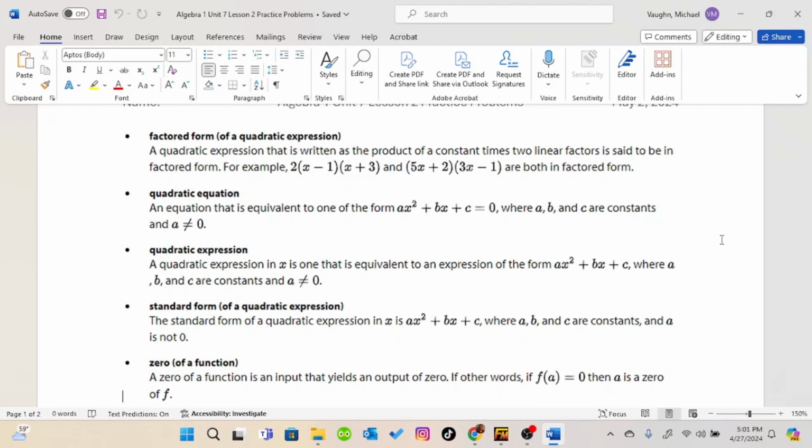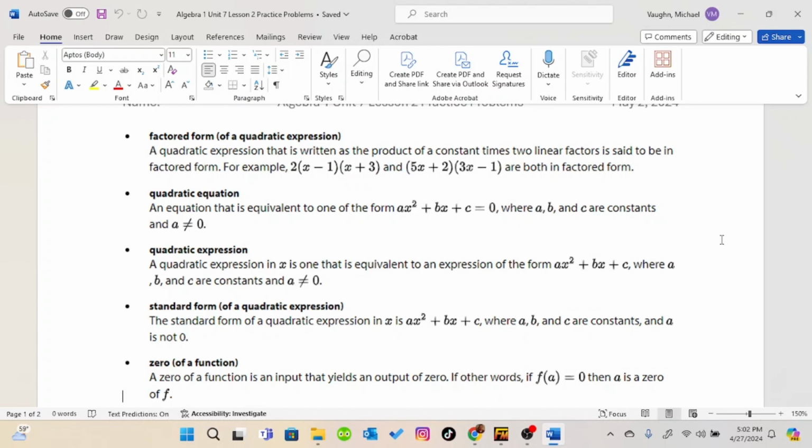Factored form of a quadratic expression. A quadratic expression that is written as the product of a constant times two linear factors is said to be in factored form. For example, 2 times the quantity of x minus 1 times the quantity of x plus 3, and the quantity of 5x plus 2 times the quantity of 3x minus 1 are both in factored form.